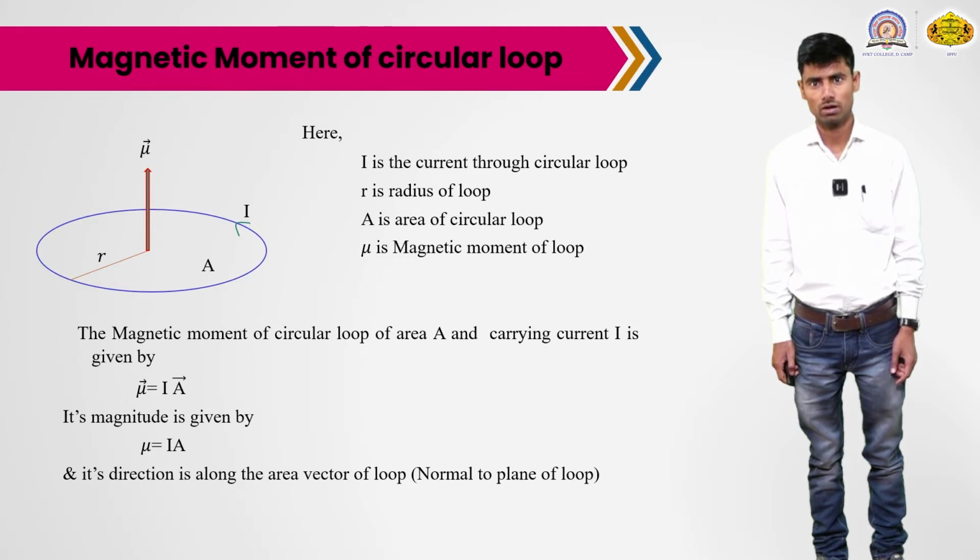So it is parallel to the area vector A bar. So the direction of mu bar, the magnetic dipole moment, and A bar is the same. So mu bar equals I A bar, or in magnitude mu equals I times A. Here A is the area of the loop.